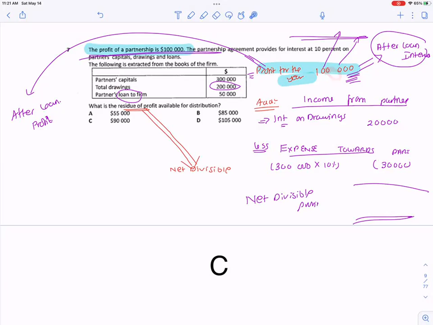Profit, add interest on drawings, minus interest on capital. 90,000. Option C.